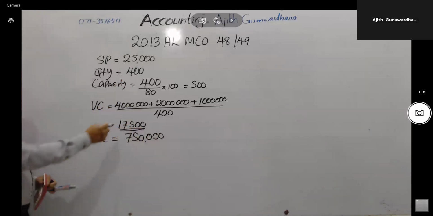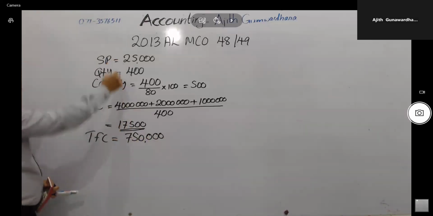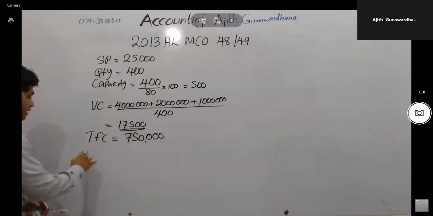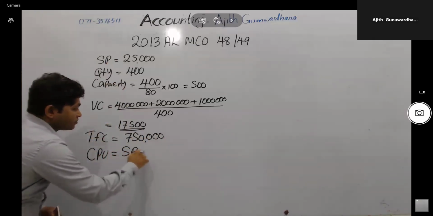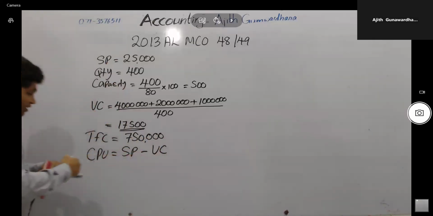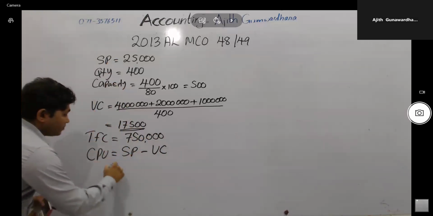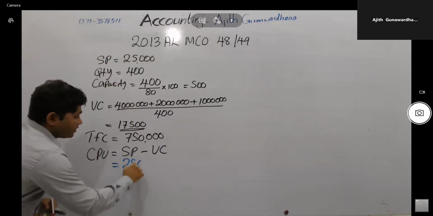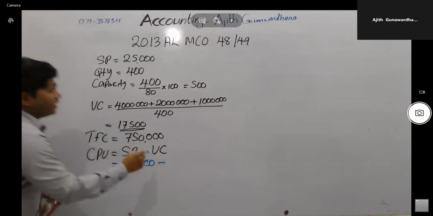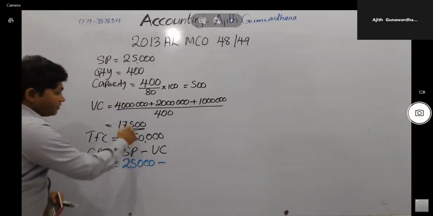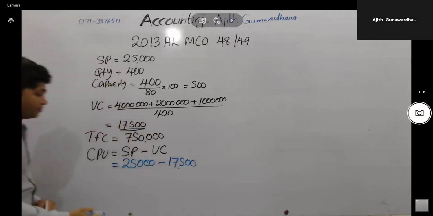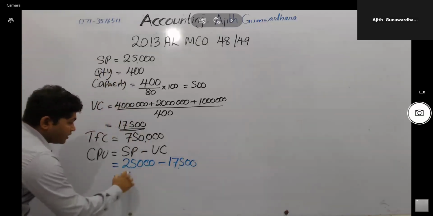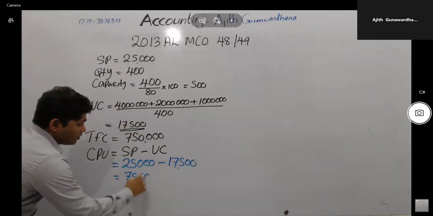By using this information, we can calculate contribution per unit. Contribution per unit equals selling price minus variable cost. The selling price is 25,000 and the variable cost per unit is 17,500. Therefore, the contribution per unit is rupees 7,500.